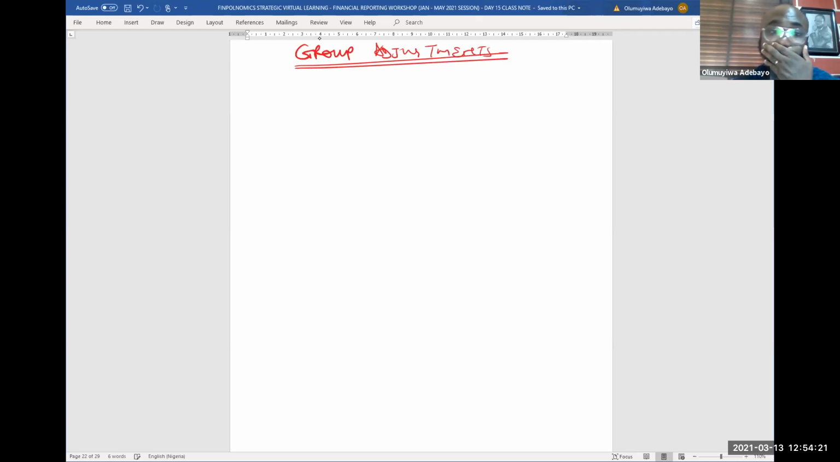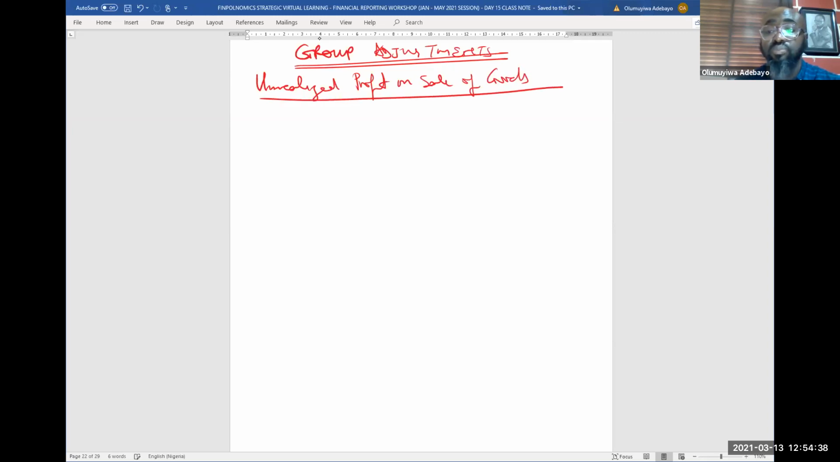Group adjustment. Now, the first one we want to look at is unrealized profits on sale of goods. Now, the question is, what is unrealized profit? Now, we'll look at scenarios.